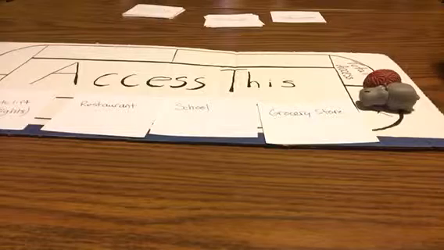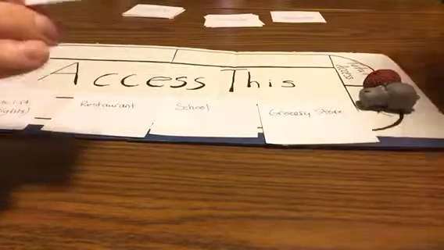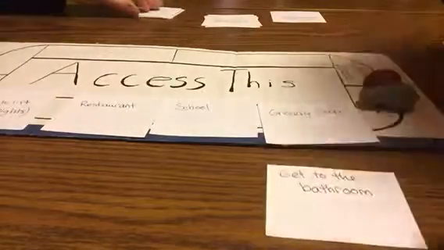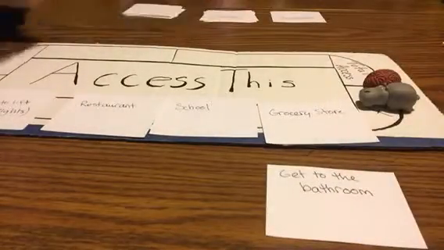All right. Do you want to go ahead? Oh, yeah, I can do my turn. So I'll flip over an activity. I'm going to get to the bathroom at the grocery store.